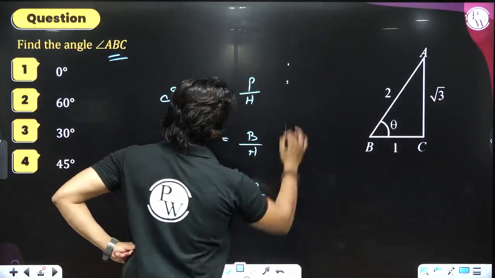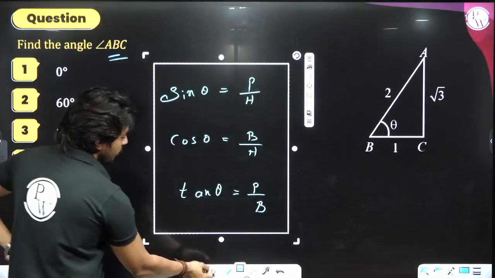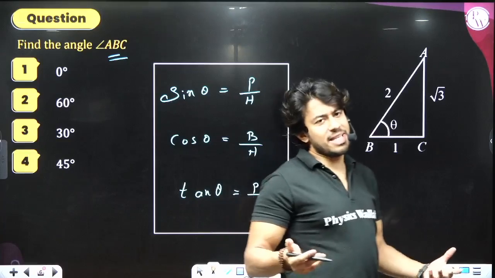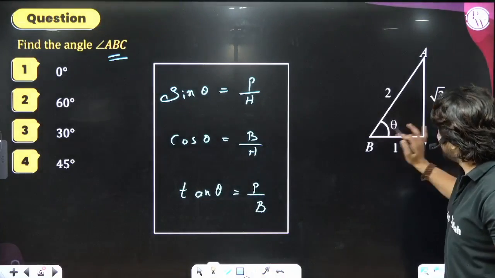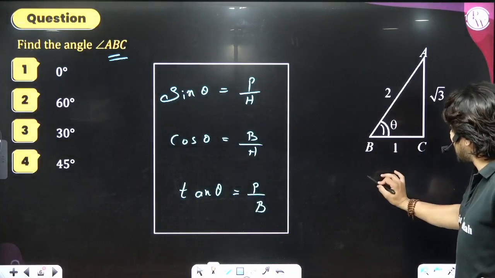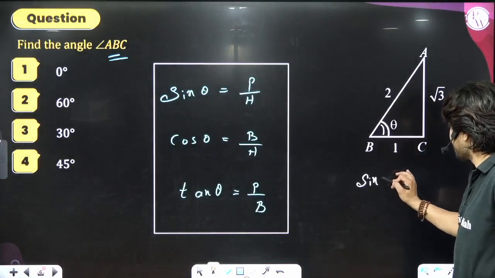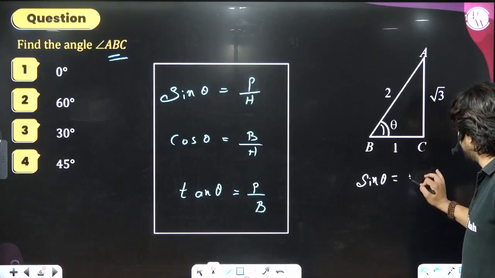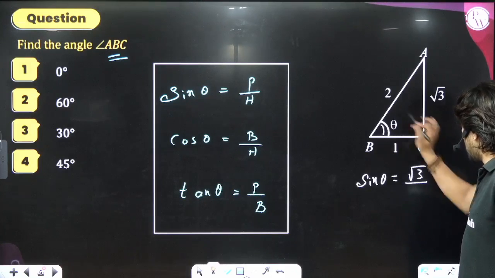Do we know this? Students, a quick yes or no? Definitely yes, we do. So what we need to find? We need to find the angle ABC. This is the angle that we are concerned about. So you can say that sine of angle theta equals opposite divided by hypotenuse.